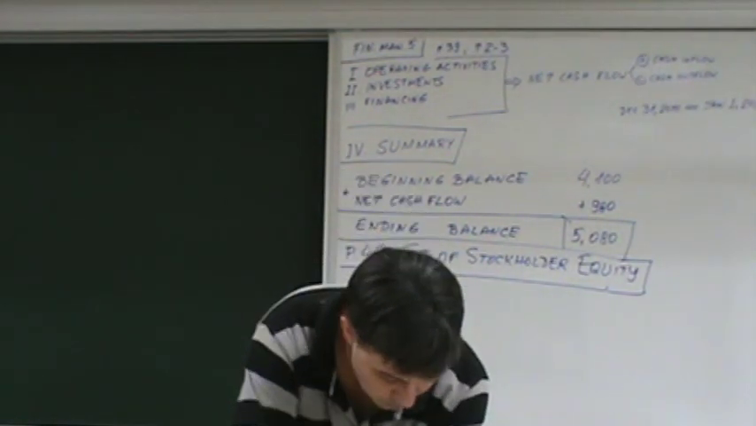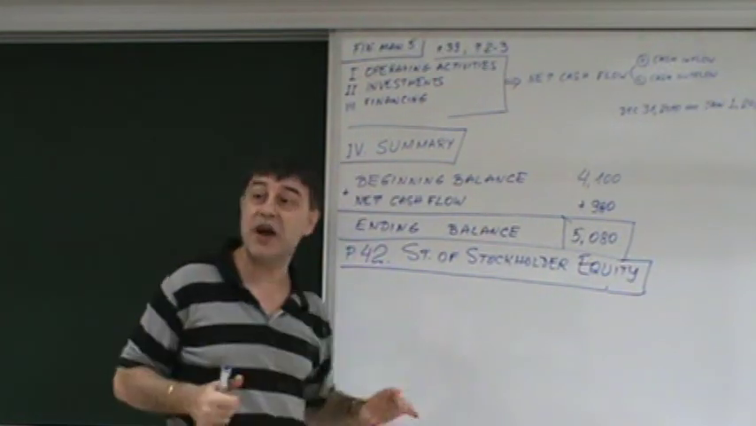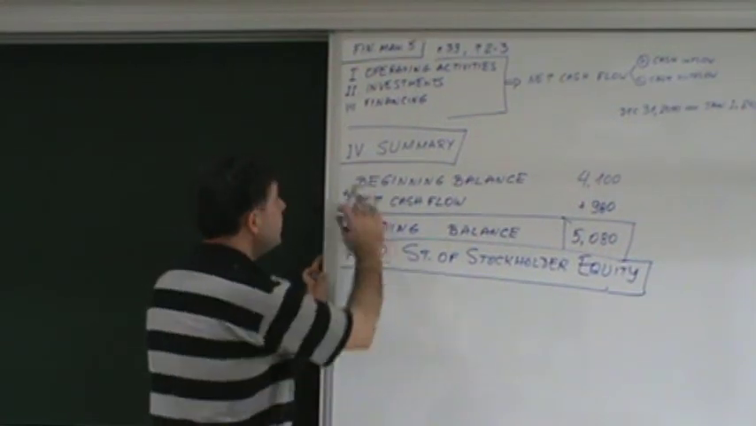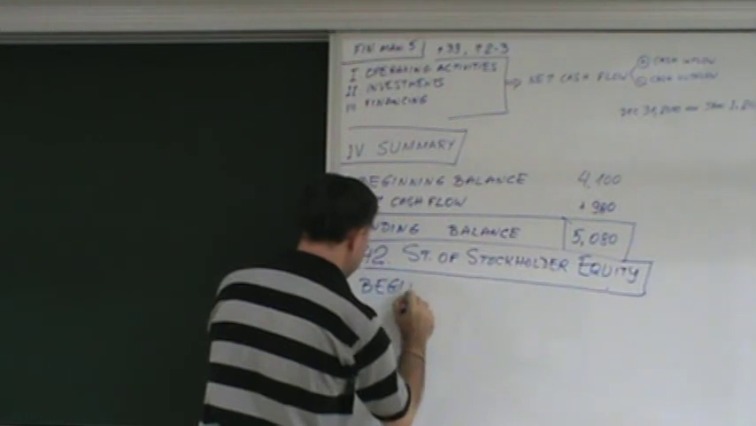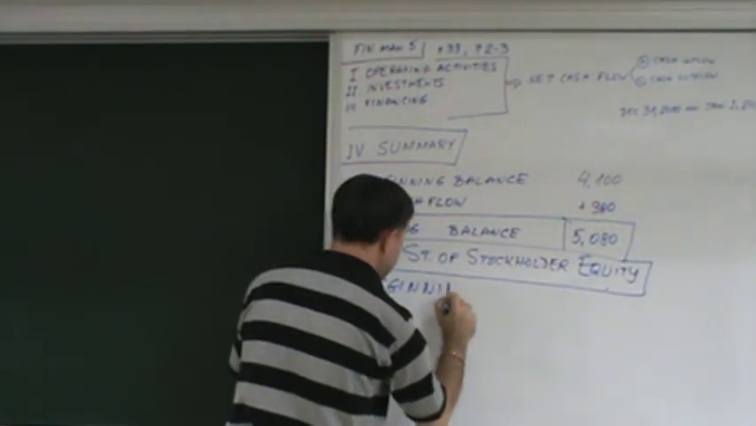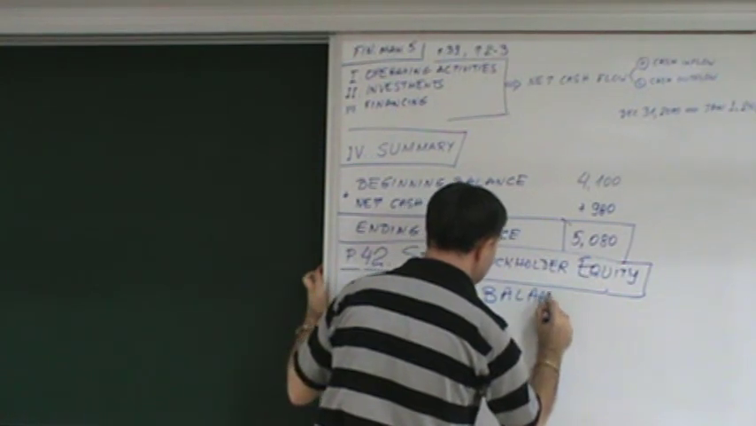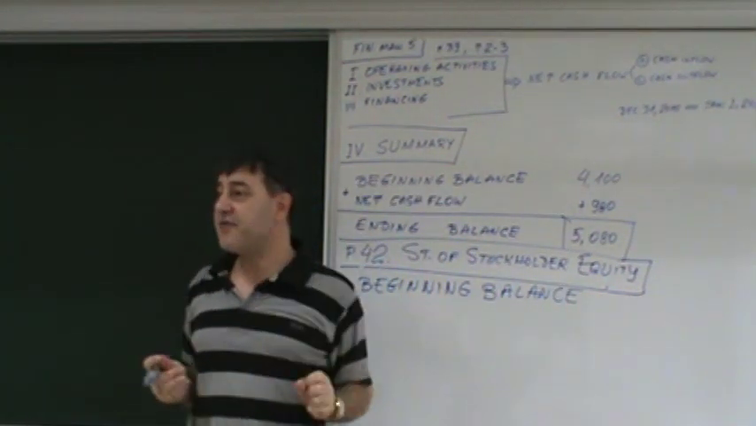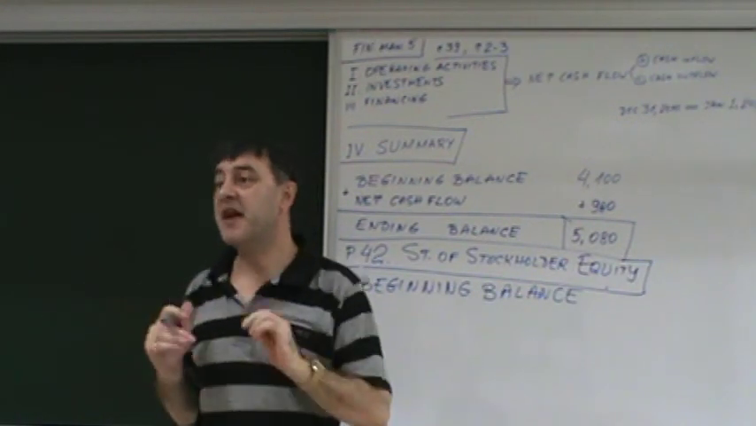All right, let's see what we have here. Oh, well, that's fairly straightforward. You have the beginning balance, same as before. And after the beginning balance, you add plus retained earnings.